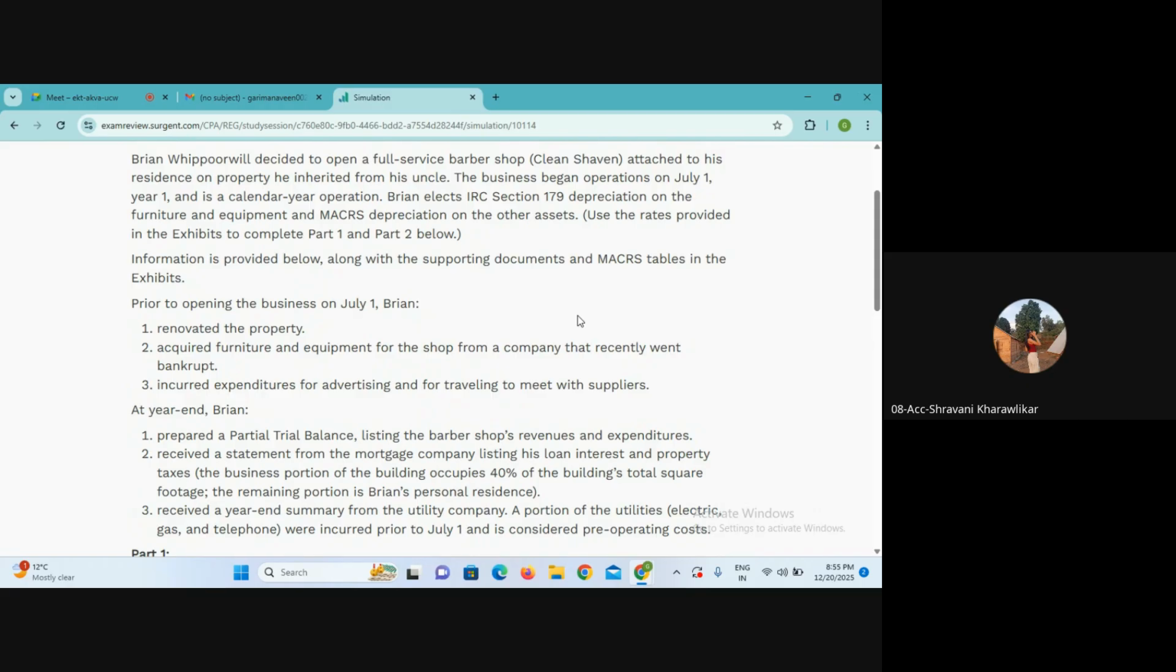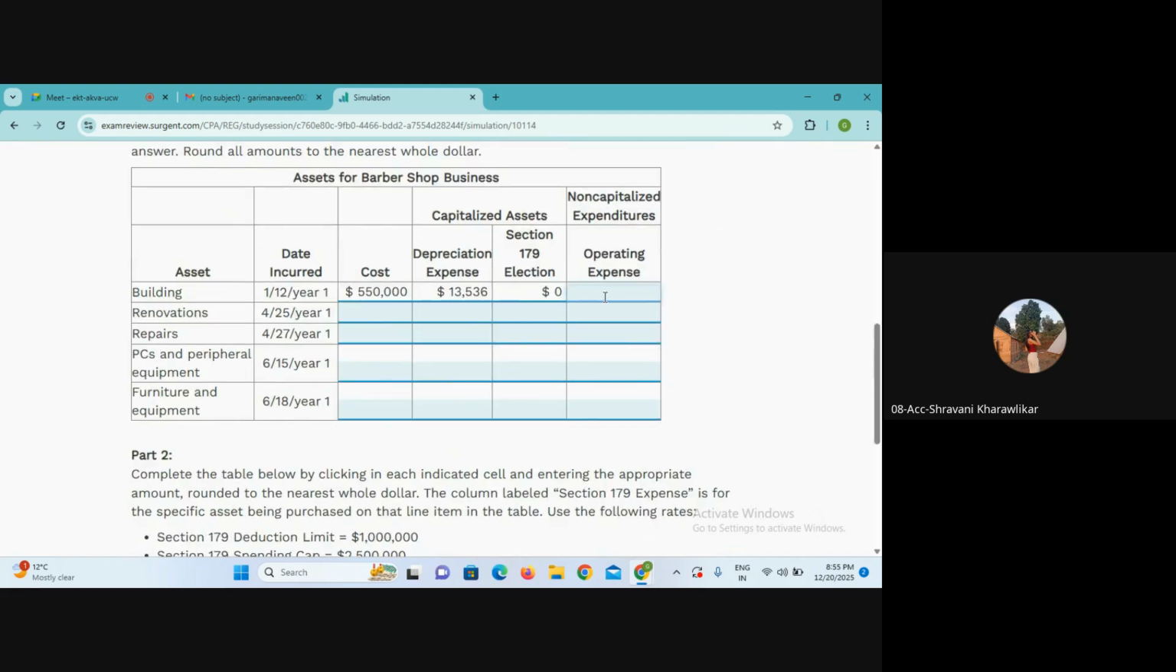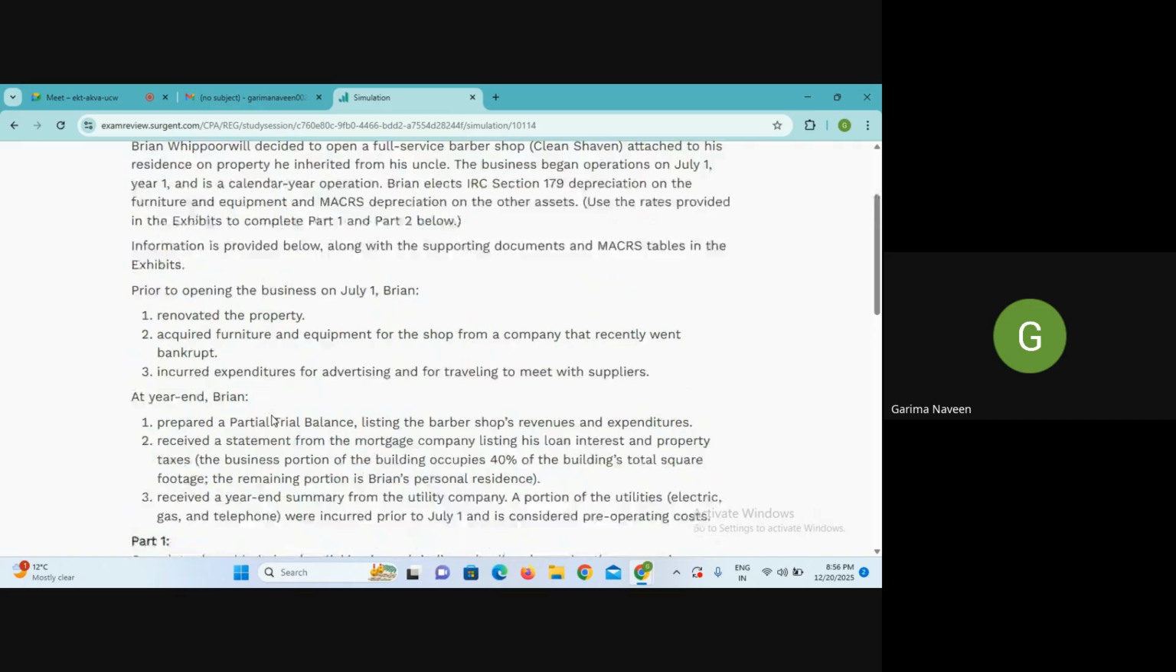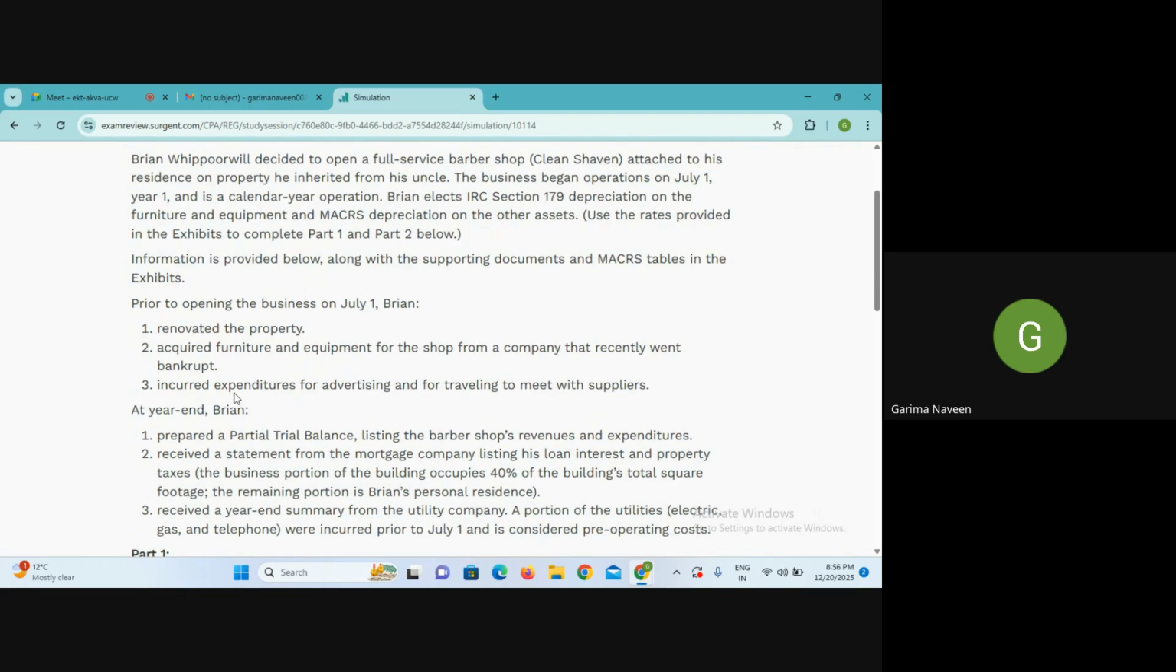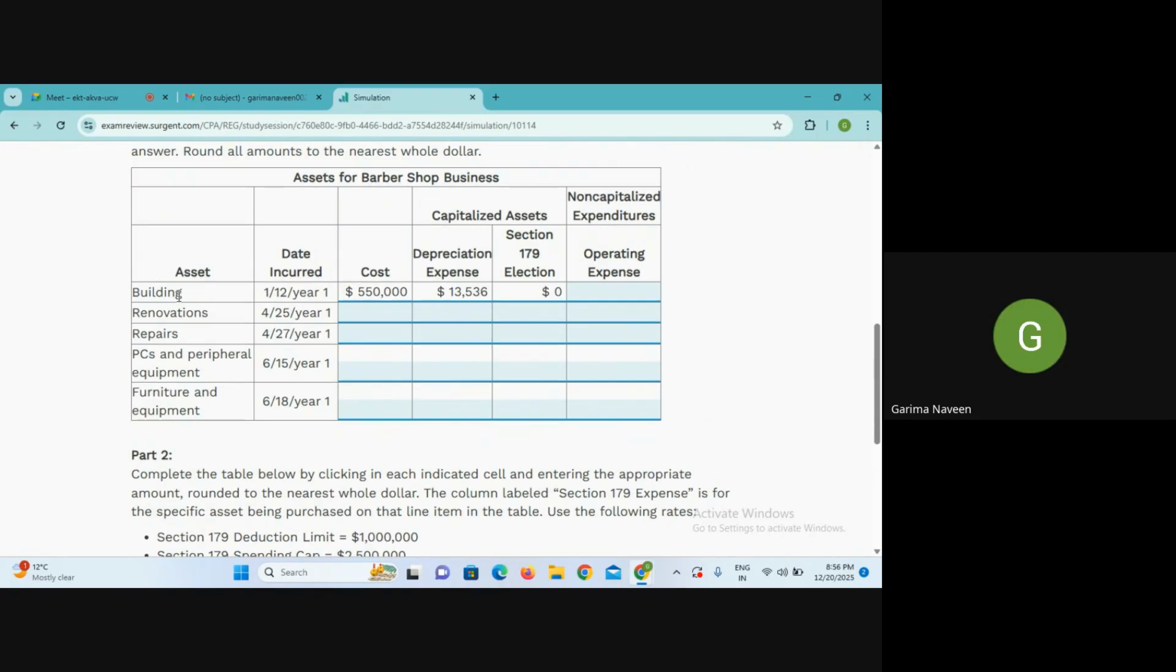But ma'am, there is the specific amount given. It is written expenditures for advertising, traveling. So what will be the amount? Advertising expenses, this is not included in your building actually. So there will be no operating expenses, ma'am.